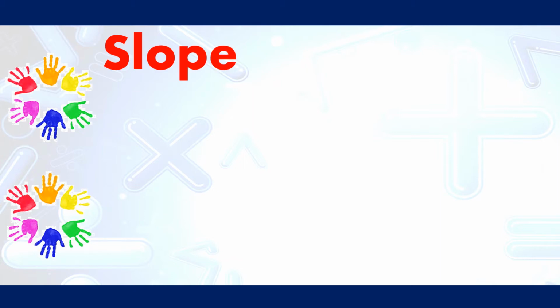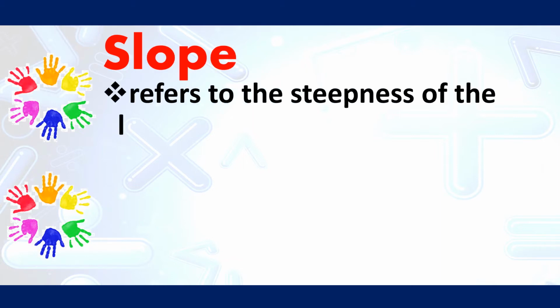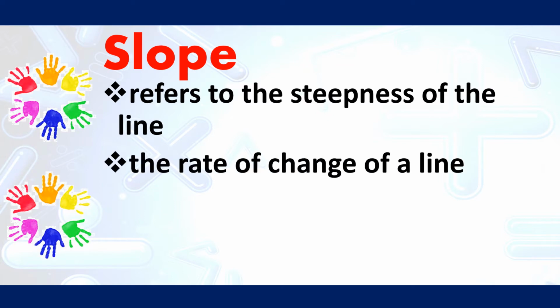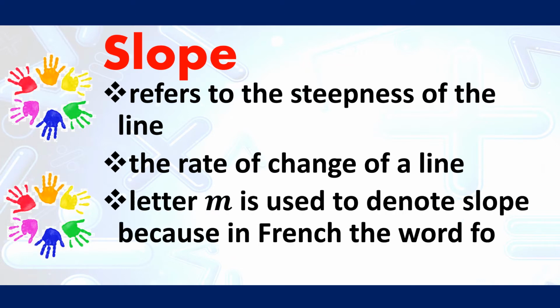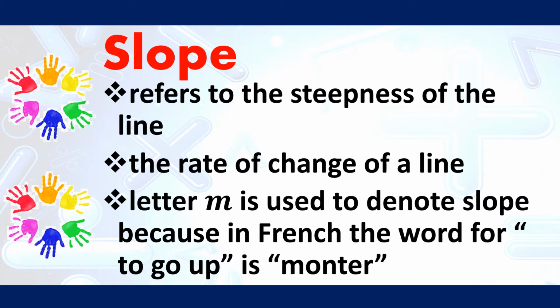Let's define the meaning of slope. Slope refers to the steepness of the line. It is the rate of change of a line. Letter M is used to denote slope because in French, the word for to go up is monter.